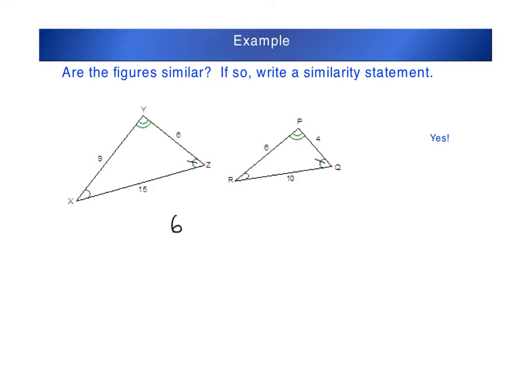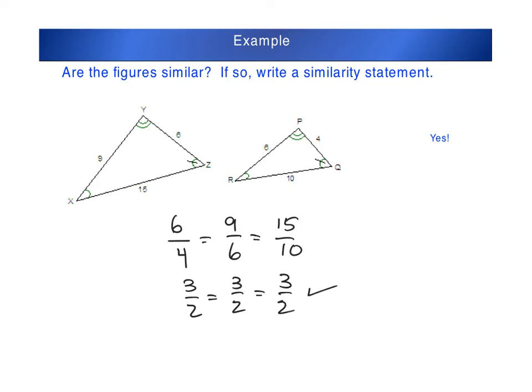So I would compare 6 to 4, and I would check to see if that's the same as my medium side to my medium side. Here's the first medium side, here's the second medium side. So then I'll check to see if that's equal to 9/6, and then I would compare large to large. And then I would simplify my fractions. This is 3/2. This is 3/2. This is 3/2. So the sides are proportional.